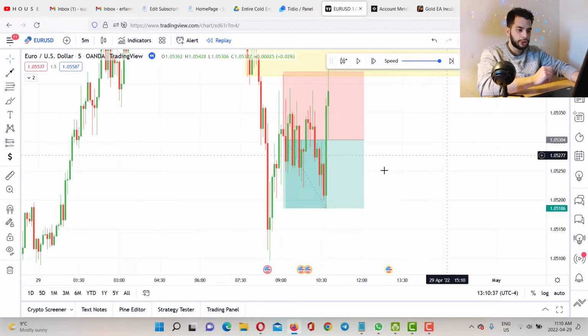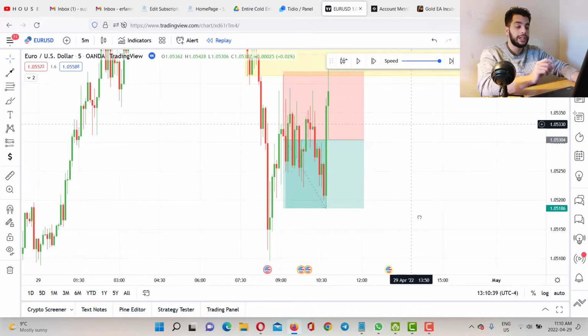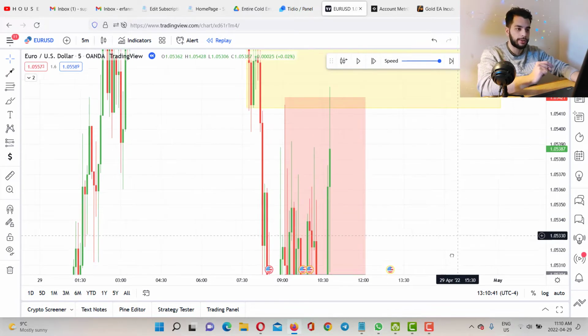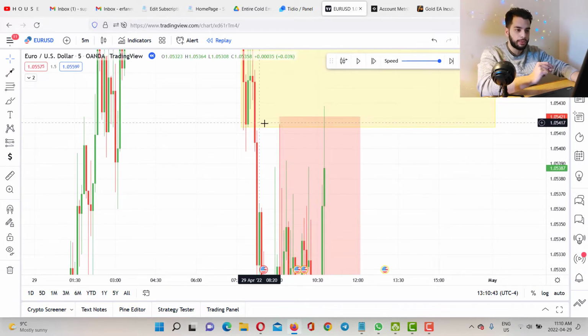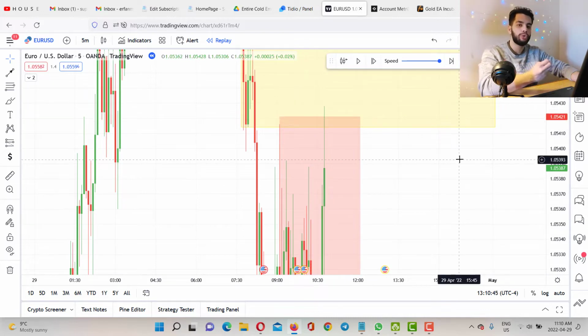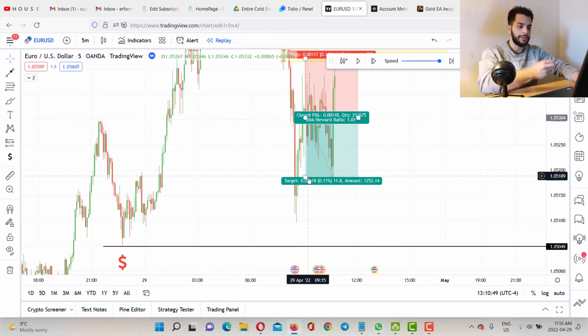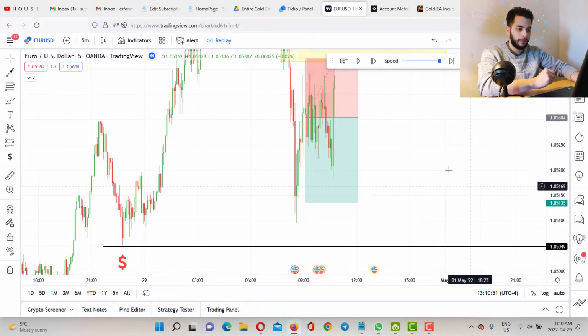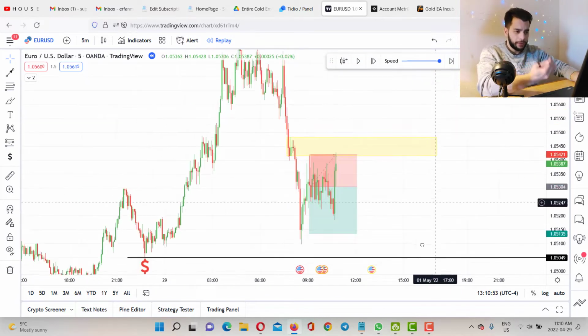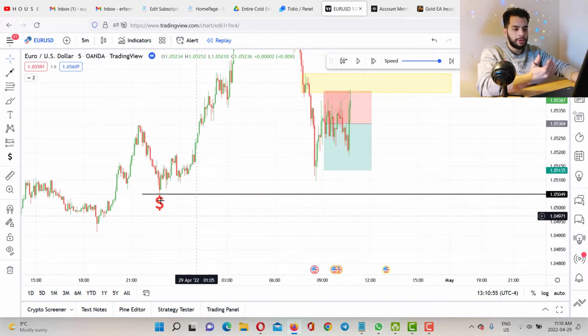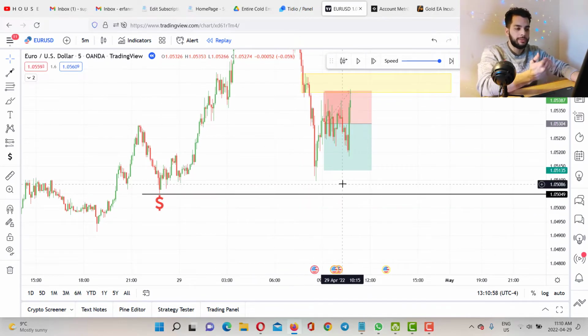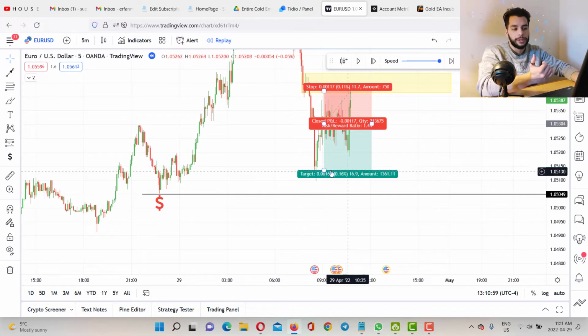See, it should be exactly one-to-one and with a tight stop loss. So this stop loss should be kind of tight if you want to take an exact one-to-one. But my TP was right here, because I said, okay, if the plan is that the price is trying to reach this level to stop out all the buyers, why not just take my TP here instead of here?